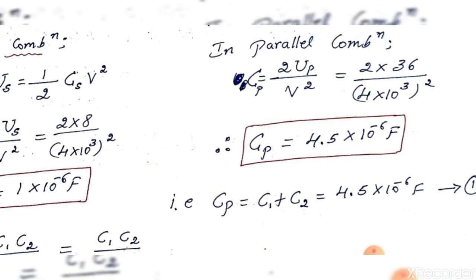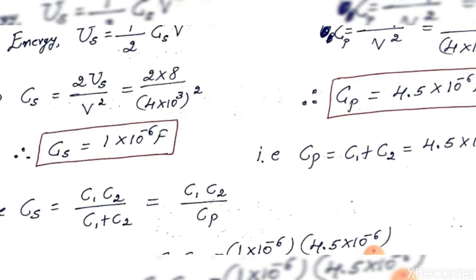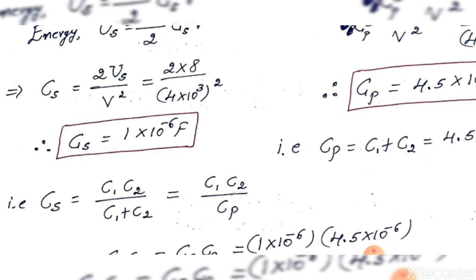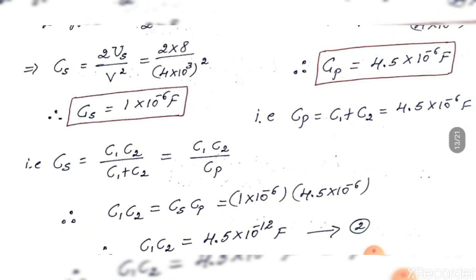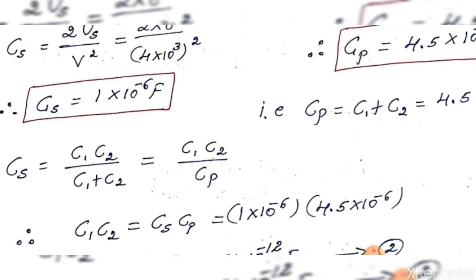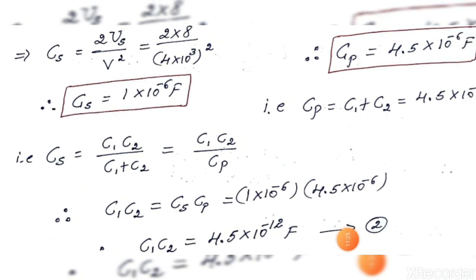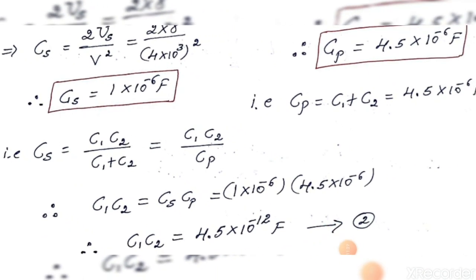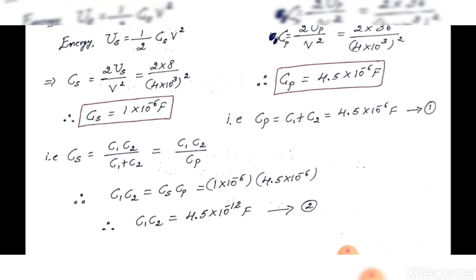Now in the same way, for CS we can write C1 C2 by C1 plus C2. Observe the denominator: C1 plus C2 can be replaced with the CP, because CP is nothing but C1 plus C2. So now find out C1 into C2. Just cross multiply from this formula. CS is equal to C1 C2 by CP. So C1 C2 is equal to CS into CP. We found the values for CS and CP. Substitute there and find out C1 C2. Call it equation 2.